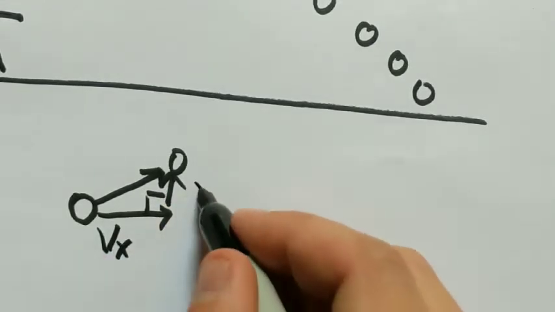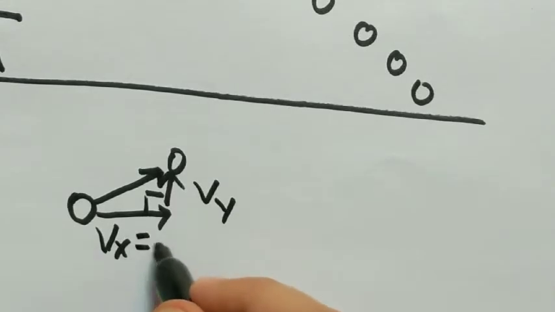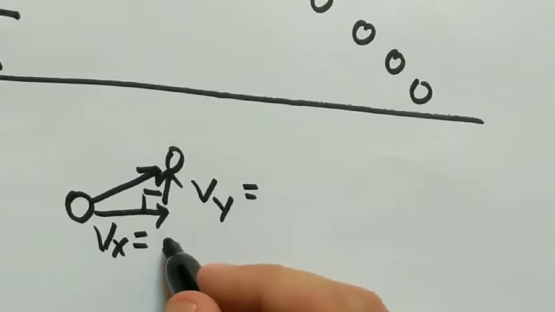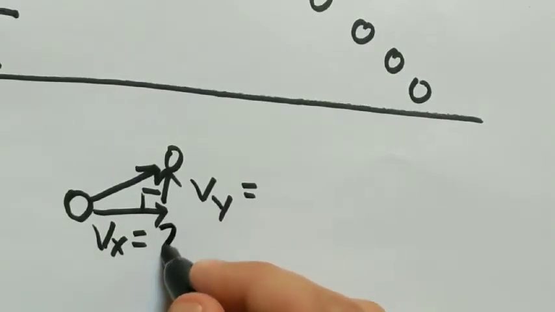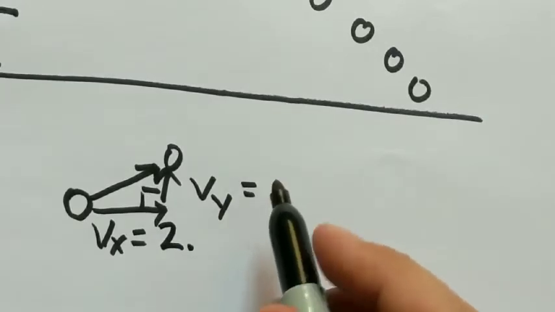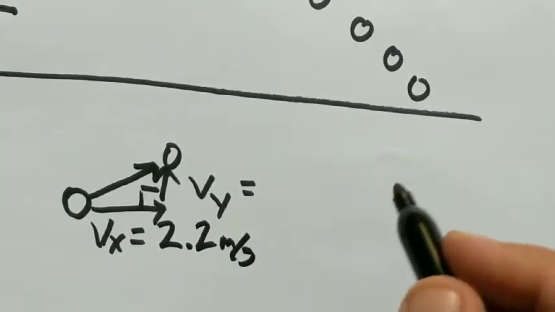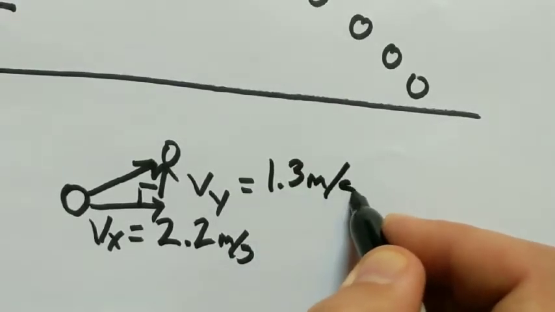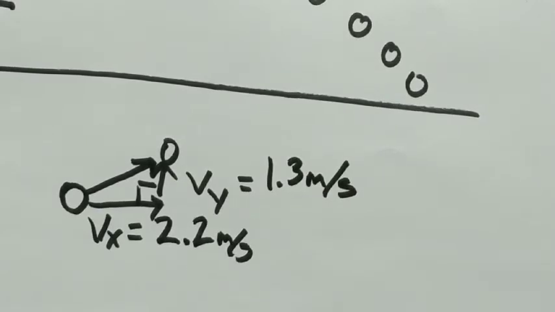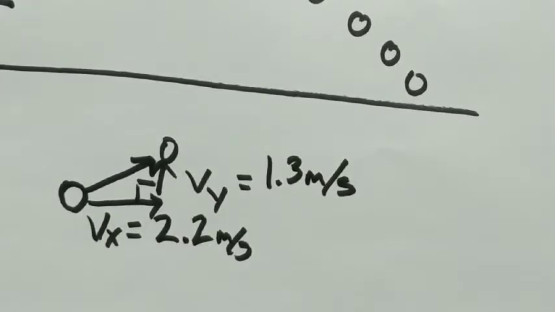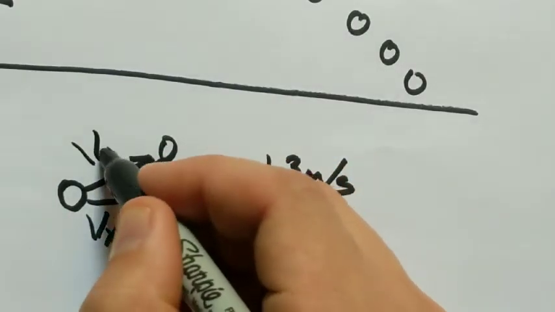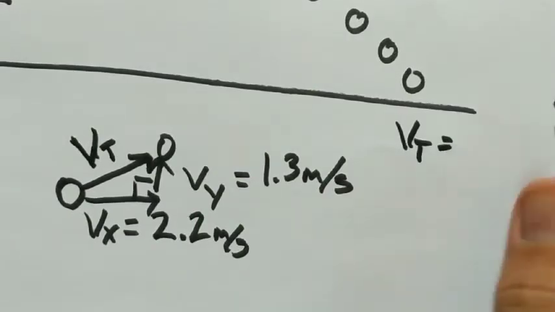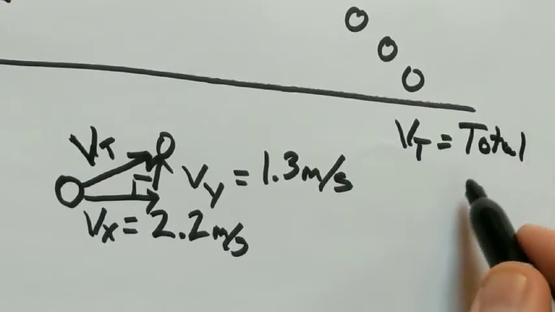We have a velocity in the x direction, we have a velocity in the y direction. I just threw this ball, I'm picking random points, but at this point in time, we will say that the ball is going 2.2 meters per second horizontally, and it is going 1.3 meters per second vertically. So we have a horizontal speed and we have a vertical speed. I want to know the total velocity. So Vt equals total velocity.